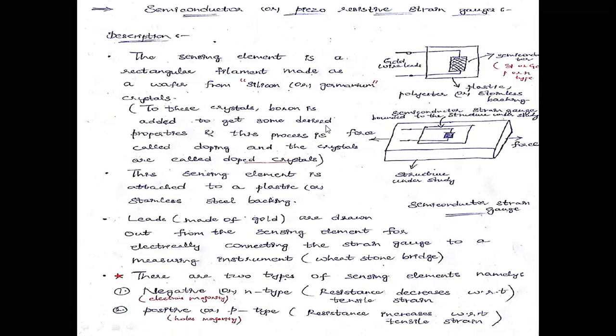This is the semiconductor material, and it may be a p type or n type, that may be silicon or germanium type of material we are going to use, semiconductor type of strain gauge. And these two wires are gold leads we are going to connect here.